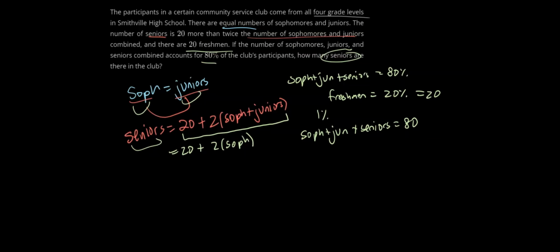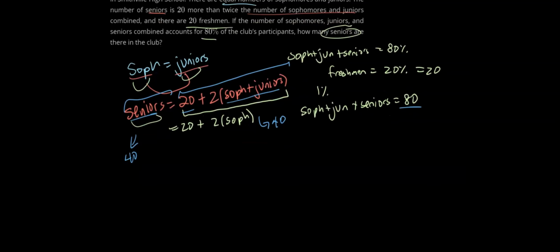So we know that the sophomores and the juniors and the seniors are going to add up to 80. And we know that the number of seniors is equal to 20 plus 2 times the number of sophomores plus the number of juniors. Right? What that means is that if these two things are set equal, this will be equal to 40. So let's set that equal to 40.